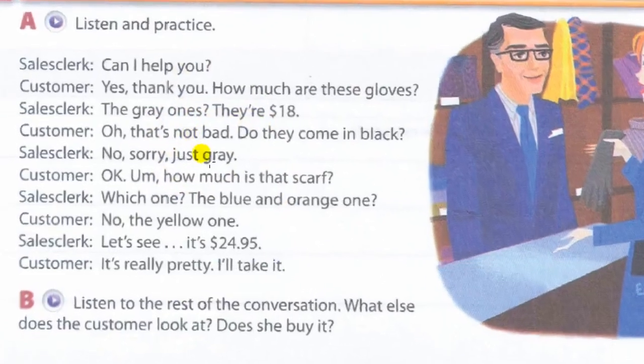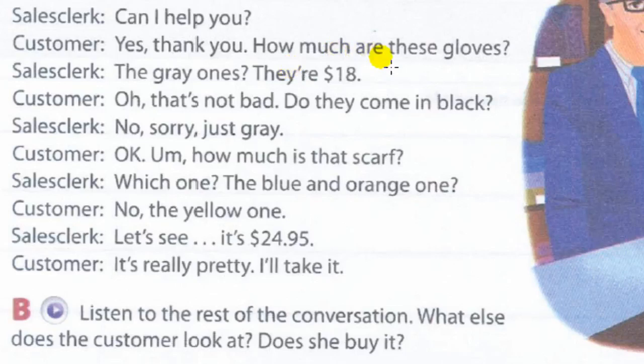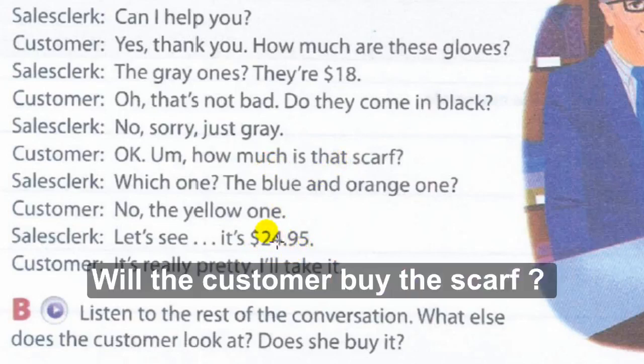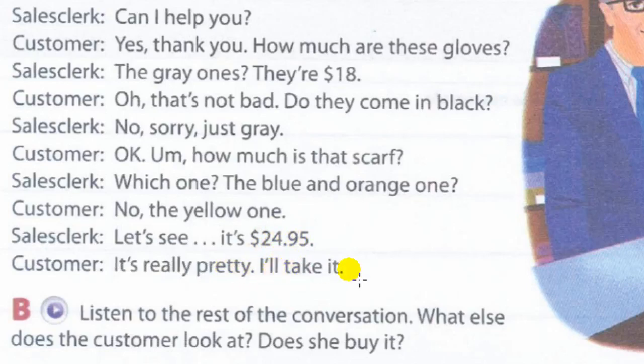Now, are you ready to answer some questions? How much are these gloves? How much are the gray gloves? They are $18. Are there any black gloves? No, there aren't. How much is that scarf? How much is the yellow scarf? It's $24.95. Will the customer buy the scarf? Yes, she will take it.